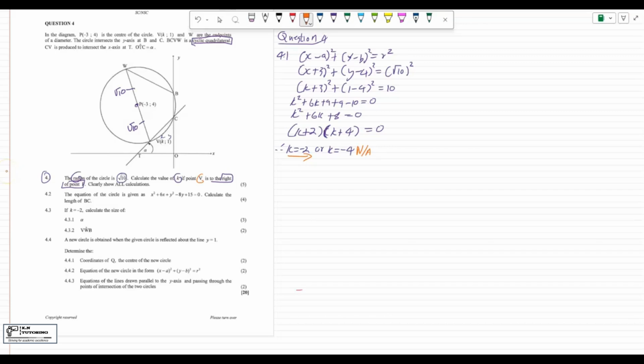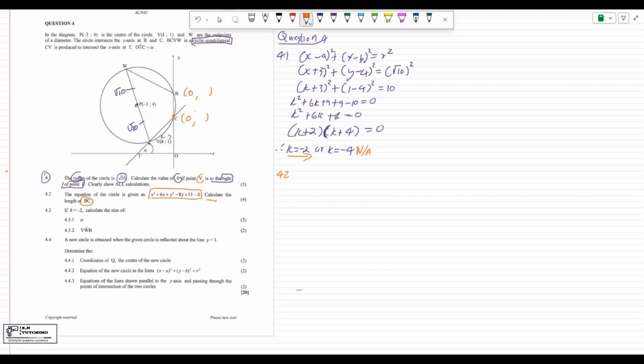Okay, 4.2. The equation of the circle is given as that. Calculate the length of BC. So they want me to find the length of BC. We can see that C is the point on the y-axis and B is the point on the y-axis. So automatically we know that the x value there is going to be 0. Even here, the x value is going to be 0. Right? So I just need to find the y values. How do I find the y values?